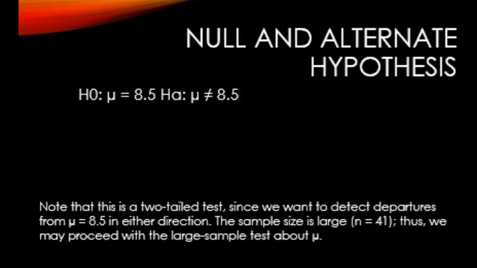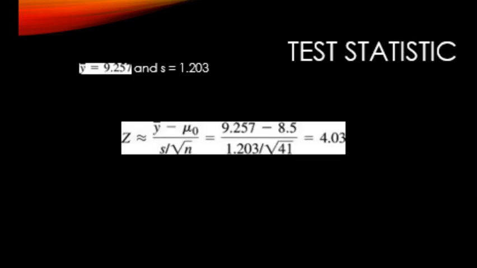So let's start by stating the null and alternative hypothesis. H0 will be mu equals 8.5 and HA will be mu not equal to 8.5. Remember, we just wanted to see if it was different than 8.5. We're not interested in a specific direction, less than or greater than. So we will use a two-tailed test. The sample size here is large. We have a sample size of 41, so we can proceed using a large sample test.